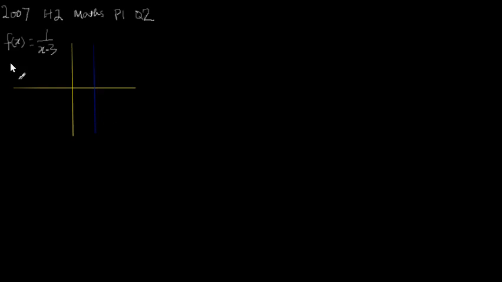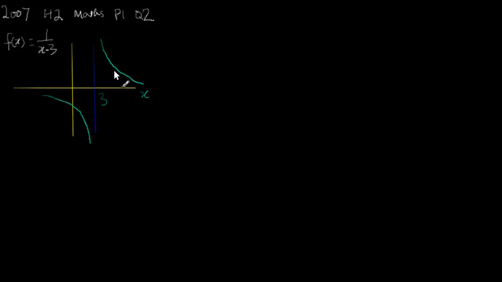This would look like this, with an asymptote at x equals 3, the curve going to minus infinity here and plus infinity there. From this graph, it's quite obvious why the domain does not include x equals 3, because when x is equal to 3, we have 1 over 0, which is not defined.